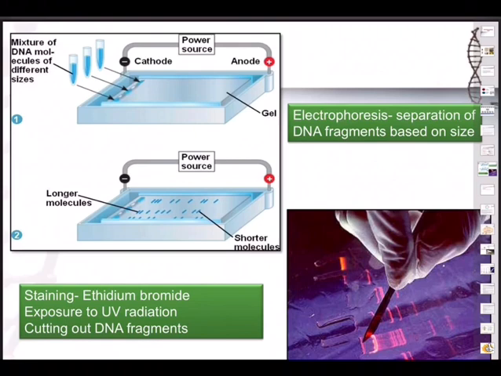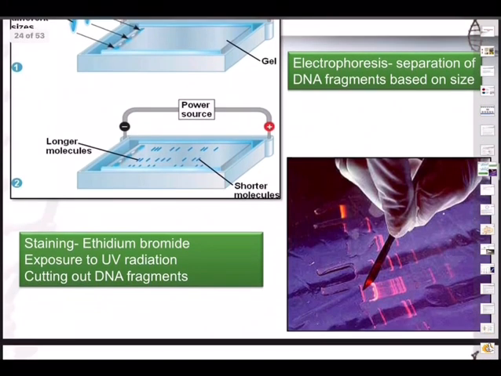And then the separated DNA fragments can be seen only after staining the DNA with a compound known as ethidium bromide, EtBr. And this is followed by exposure to UV radiation, as bright orange colored bands, as you are seeing. The separated bands of DNA are cut out from the agarose gel and extracted from the gel piece. This step is called elution.